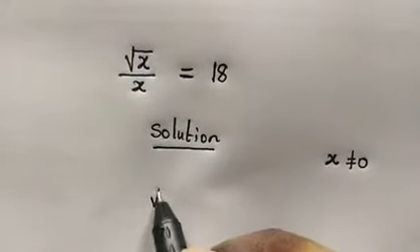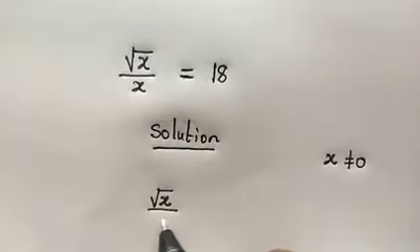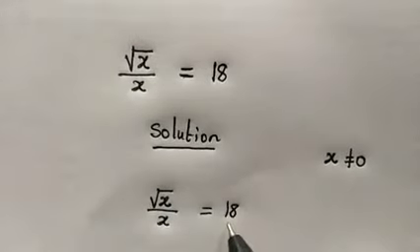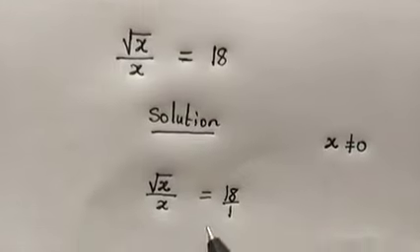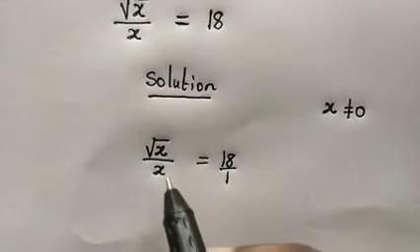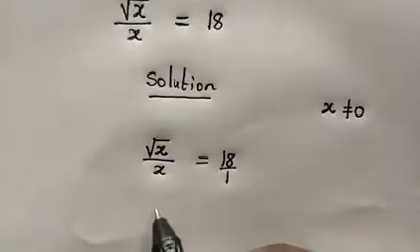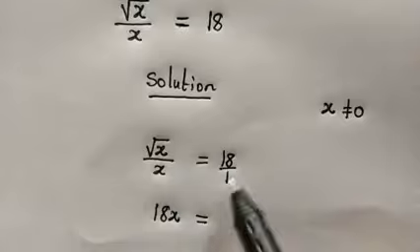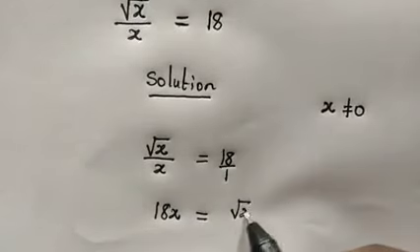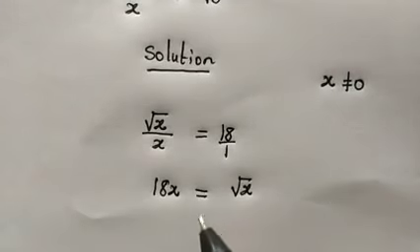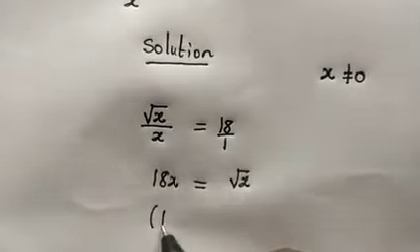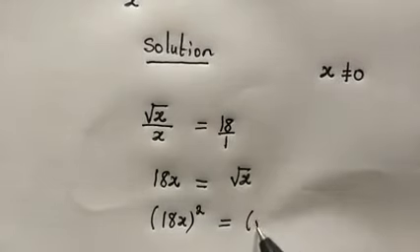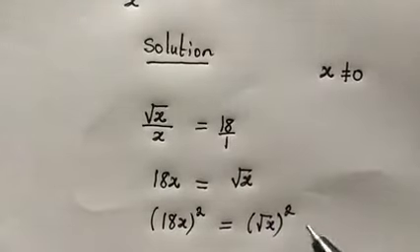So here we have root of x, then divided by x, and this is equal to 18. In this first solution, we're going to cross multiply. So we're going to have x times 18 giving us 18x, and this is equal to root of x times 1, giving us root of x. Now we know we're going to square both sides from here, right? So we're going to have 18x whole squared, and this is equal to root of x whole squared.